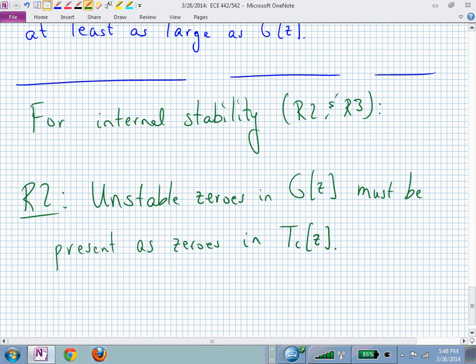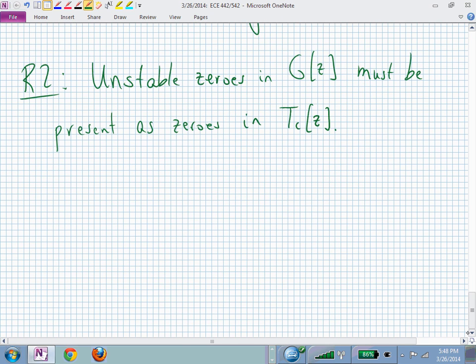That means when you're building up T sub C of Z, if you have unstable zero factors in G of Z, you better initially just put those into T sub C of Z. And you have to just live with that. That's pretty easy. You just put them in there for T sub C of Z. And remember that you're going to have to maybe introduce more poles because you need the pole zero excess to be the same in T sub C of Z as in your plant G of Z. That's restriction 2.